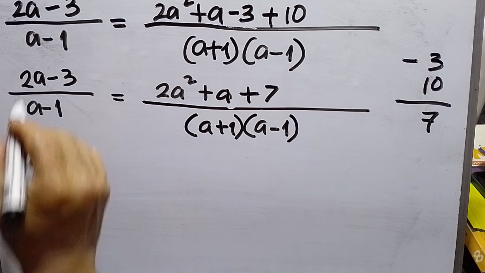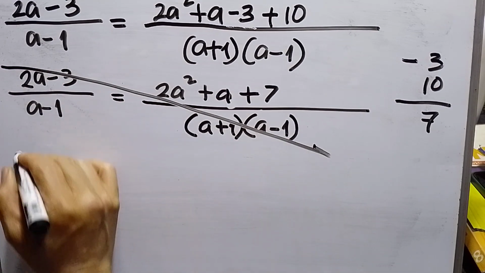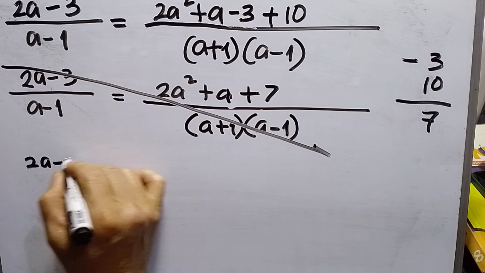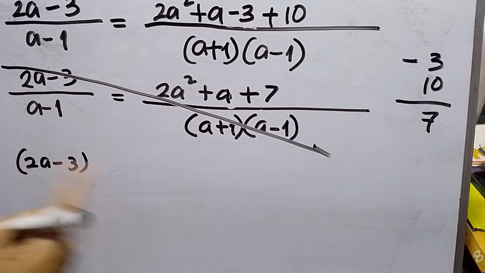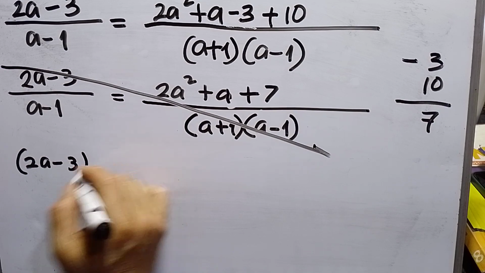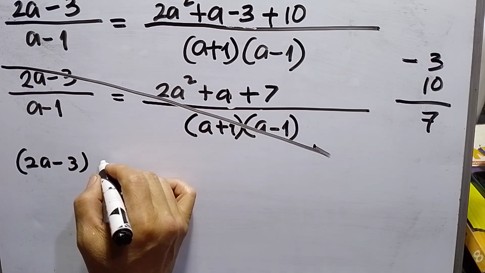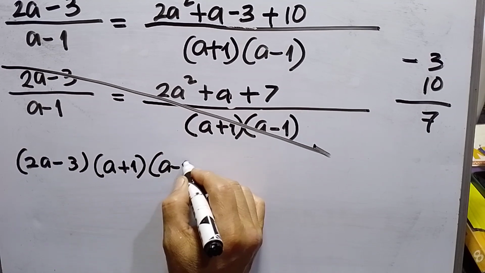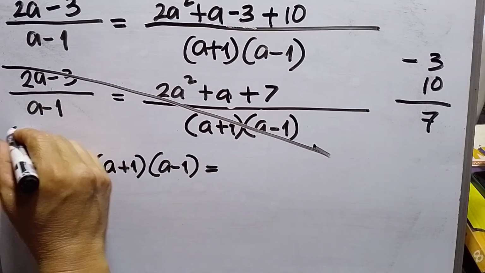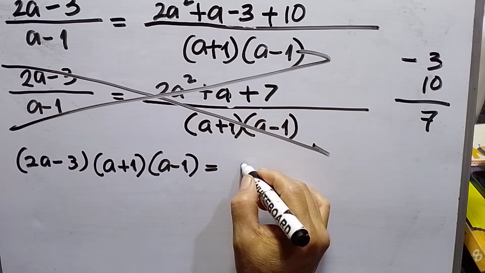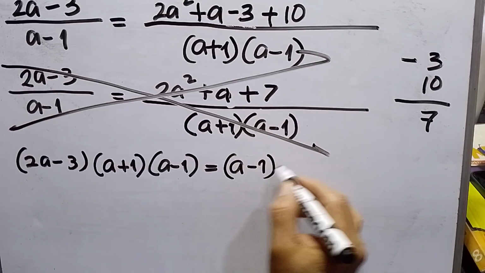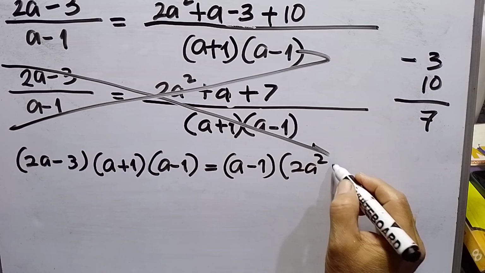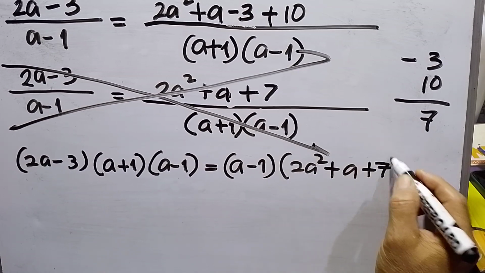Then, what's next? I need to cross multiply. So this will be (2a − 3). I need to write the round brackets times this one, (a + 1)(a − 1), is equal to (a − 1) times (2a² + a + 7).